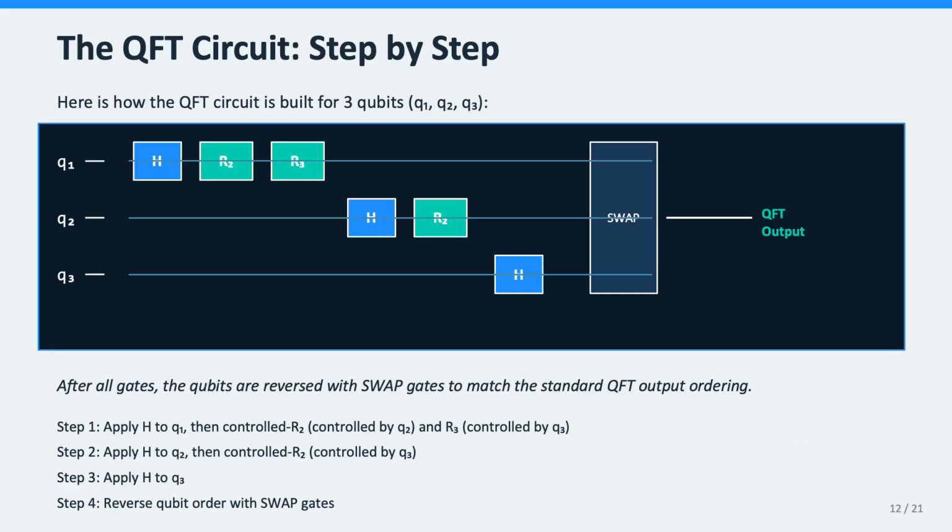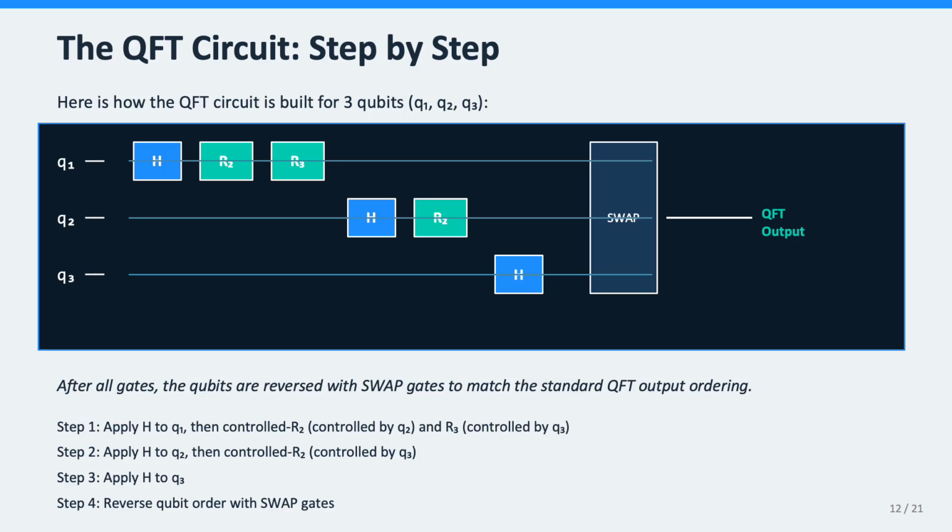For a 3 qubit QFT, the circuit follows a clear and beautiful pattern. The first qubit receives a Hadamard gate, then a controlled phase rotation with index 2 controlled by the second qubit, then a controlled phase rotation with index 3 controlled by the third qubit. These three operations together encode all the frequency information that the first qubit needs in its phase.